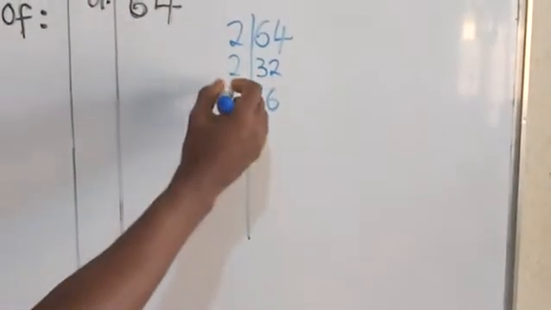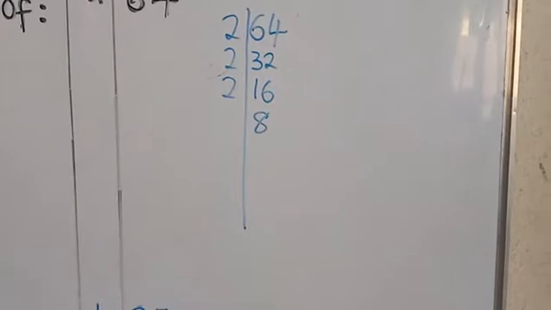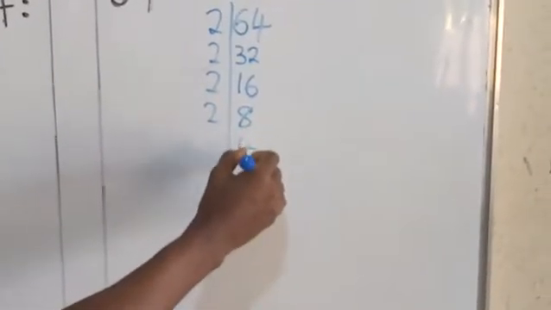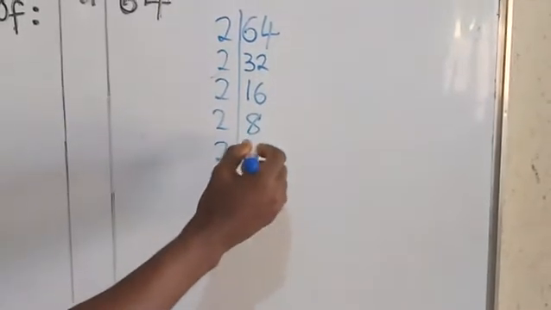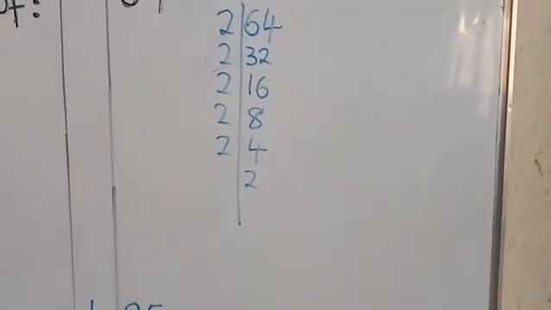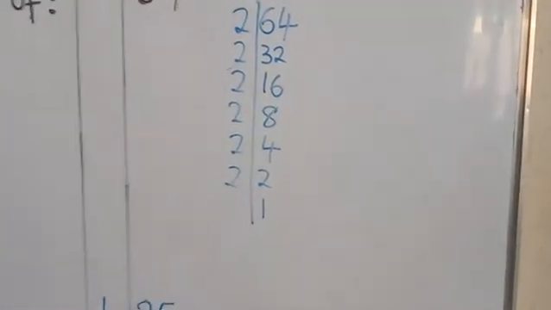16 is an even number, we use 2. 16 divided by 2 will give us 8. 8 is an even number, we continue to use 2. 8 divided by 2 will give us 4. 4 is an even number, we use 2. 4 divided by 2 will give us 2. 2 will divide itself. A number divides itself. So we have 1. Now what do we do next?